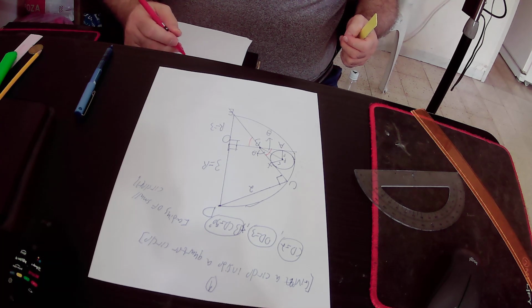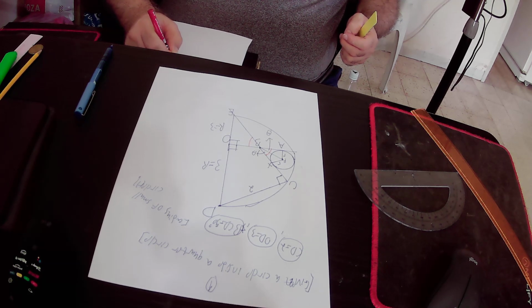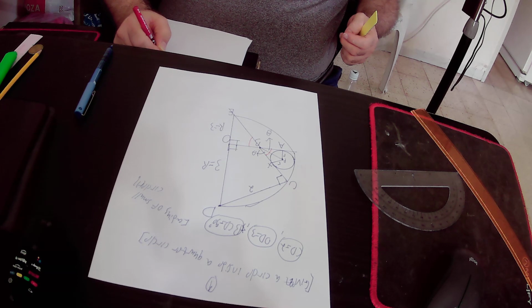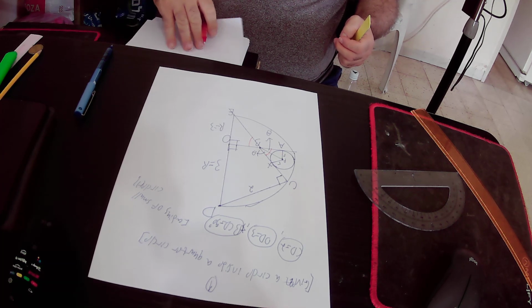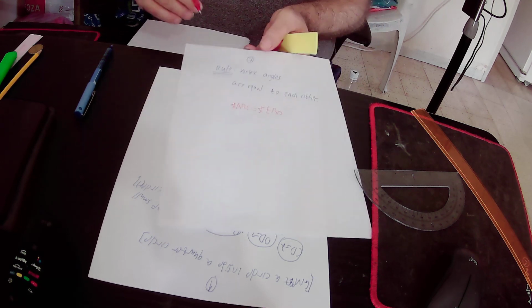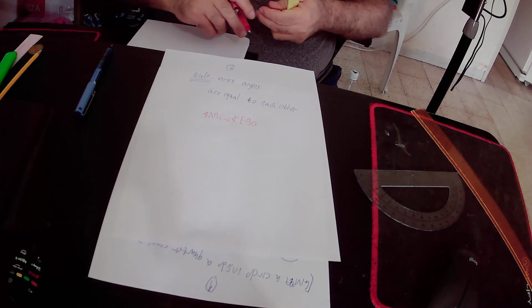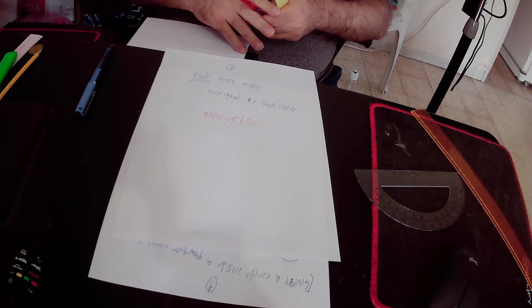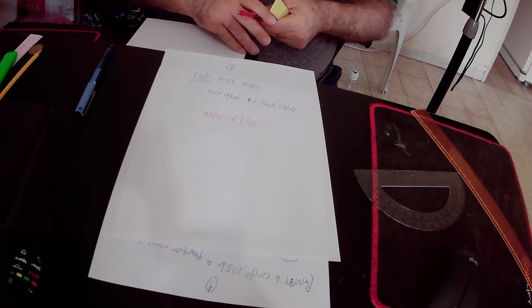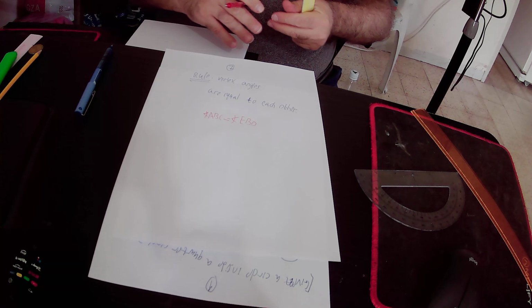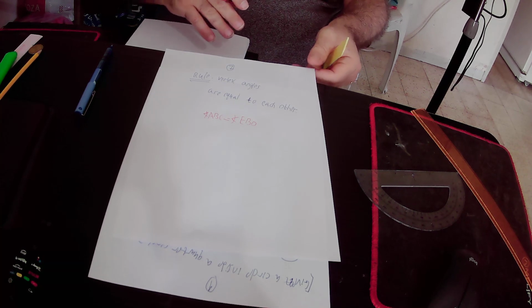So angle ABC must be equal to angle EBO, because those two angles are vertex angles. Okay, according to this rule, the vertex angles are equal to each other. Angle ABC and angle EBO are two vertex angles, therefore they are equal to each other.